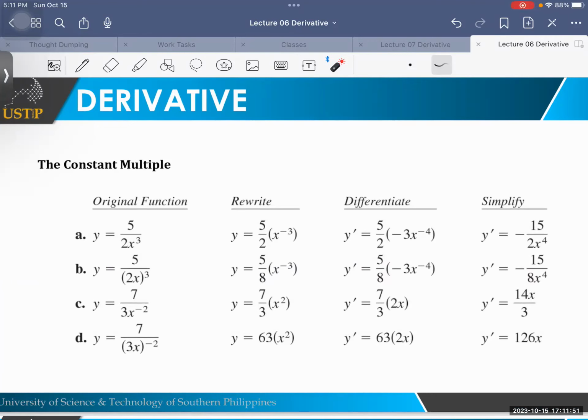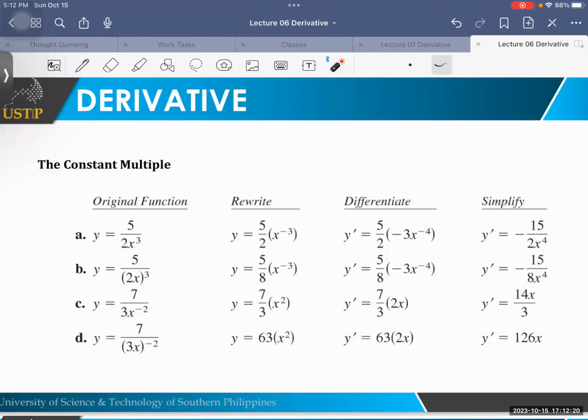But this one, stick lang to sa isa lang sa ka-term, no? So you have 5 over 2x cubed. In getting the derivative, it's easier if you rewrite it in a manner that is easy to look at, class. Okay? So the 5 over 2 becomes 5 halves on the side. And then, rewrite your x cubed in terms of x to the n. So that is x to the negative 3.